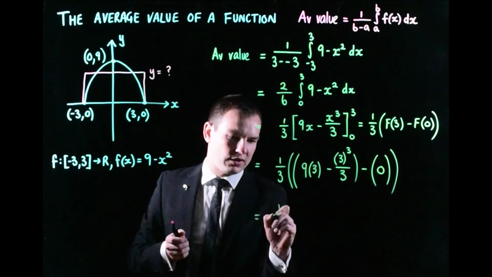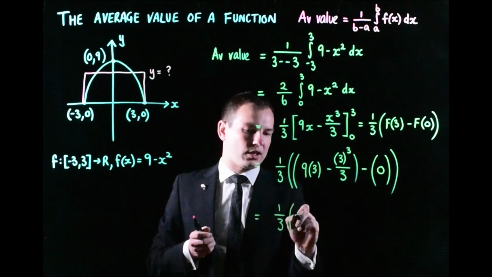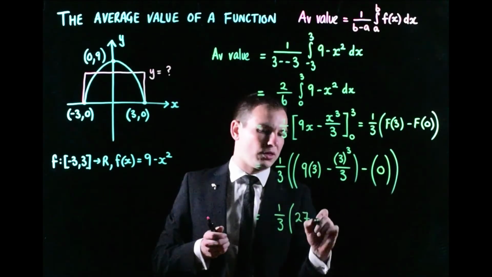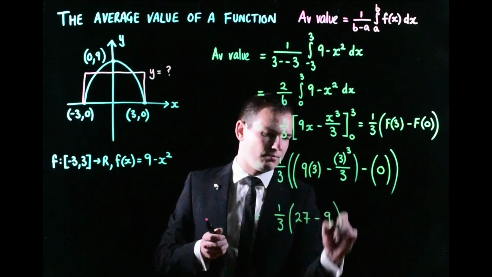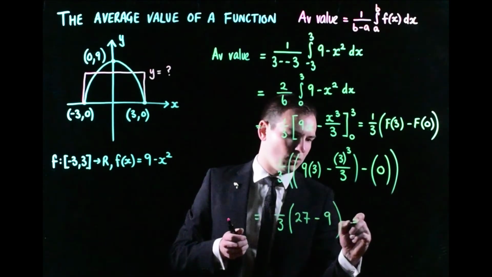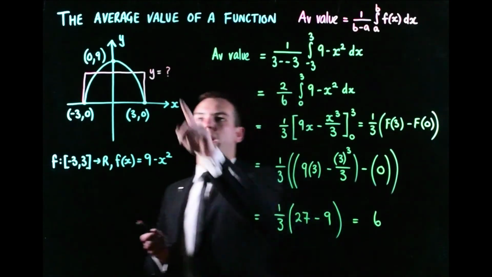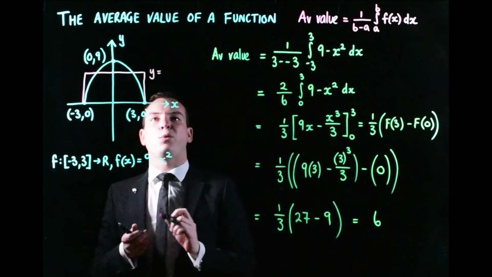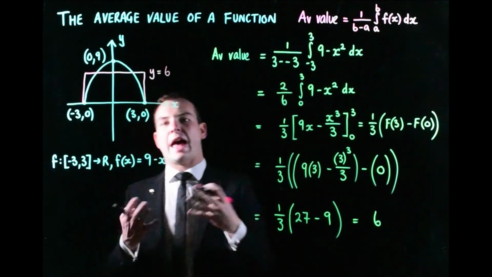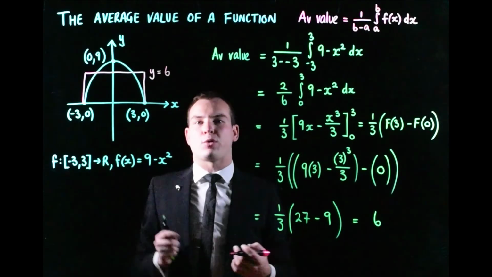And this is just going to give us 1/3 times, and then in that first bracket we're just going to have 9 times 3 is 27, and then we're going to have minus 27 over 3, which is minus 9. So all up we have 1/3 times, this is 18, which equals 6. So 6 is the average value. So where we had this question mark here, if we get rid of that, this is just going to give us y equals 6, is the average value or the average height of that function between -3 and 3.